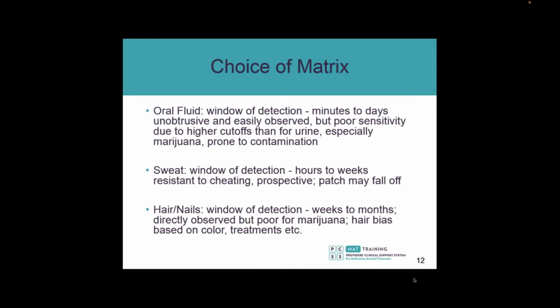And then hair or nails has the longest window of detection because hair and nails grow the slowest. There, it's weeks to months. It's difficult to adulterate because basically you snip the hair off or the nail. It's directly observed, but the sensitivity is poor for marijuana. And then, believe it or not, there's hair bias. The darker the hair, the higher the cutoffs need to be. And there may be treatments such as Lamisil, which can affect the results.